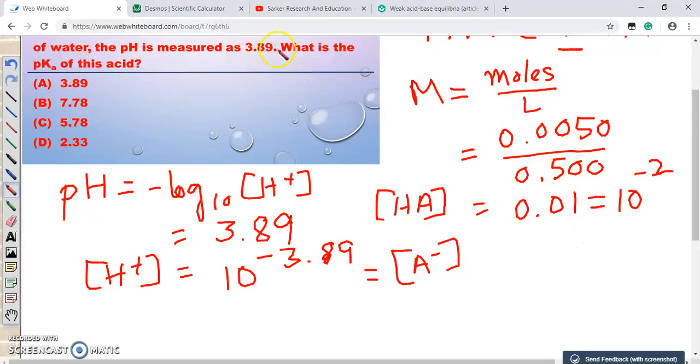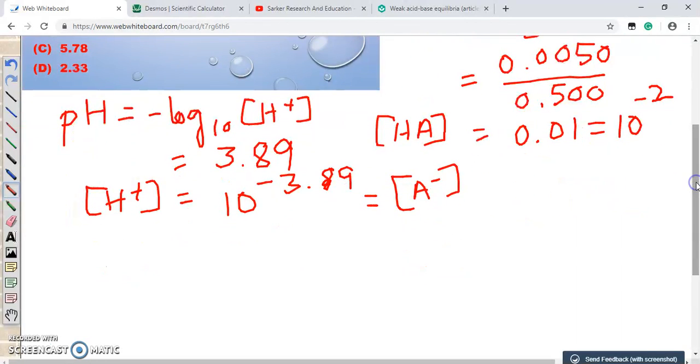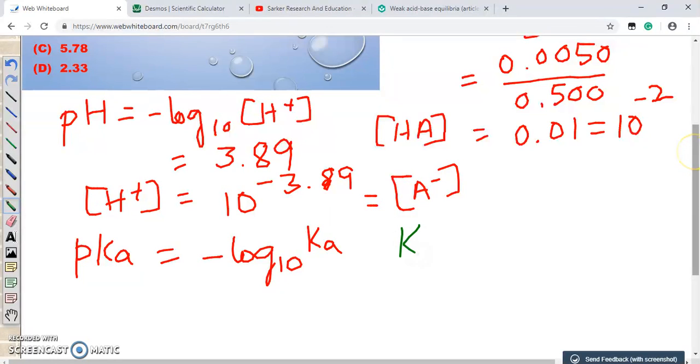Now the question is, what is the pKa of this acid? The pKa is actually negative log to the base 10 of Ka. So what is Ka? Ka is the dissociation constant for acid. The a stands for acid.